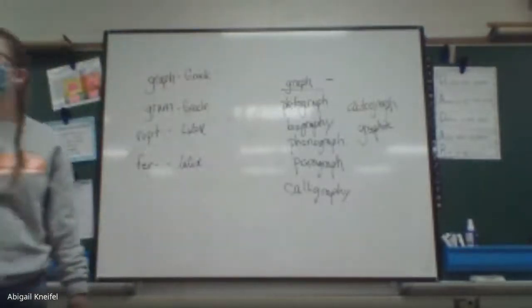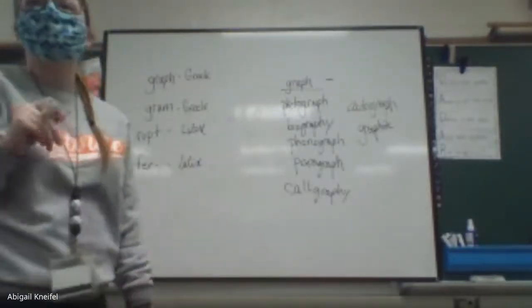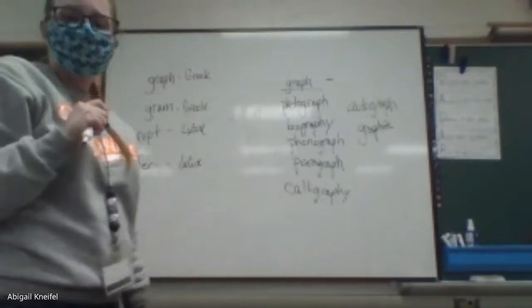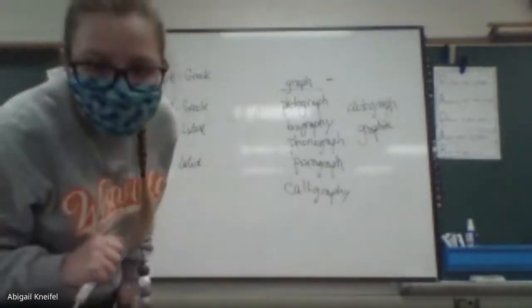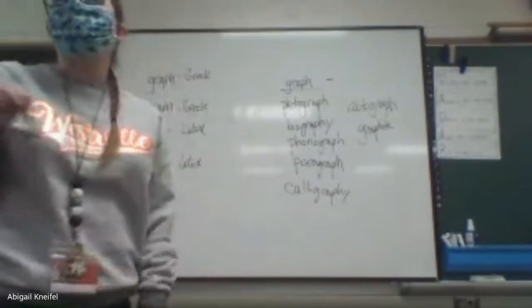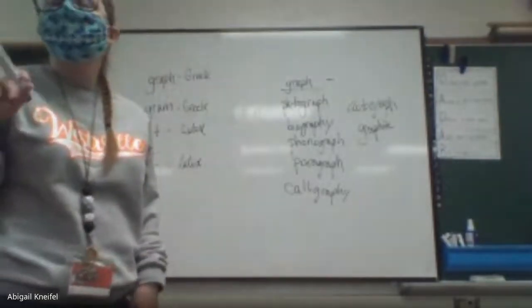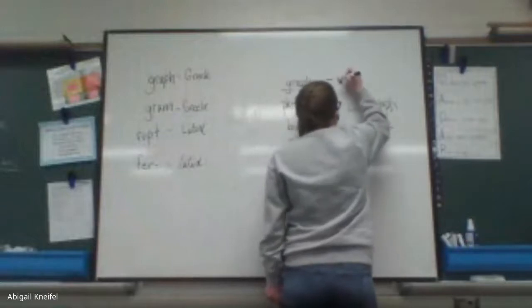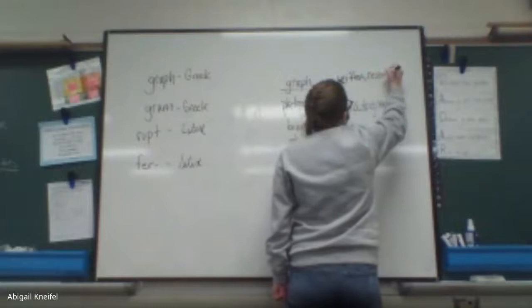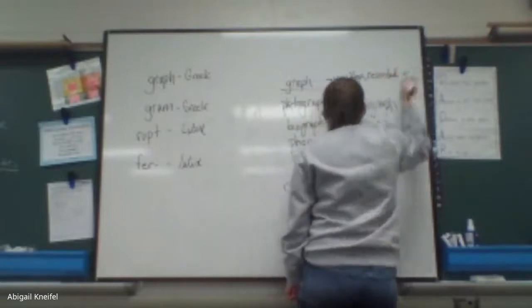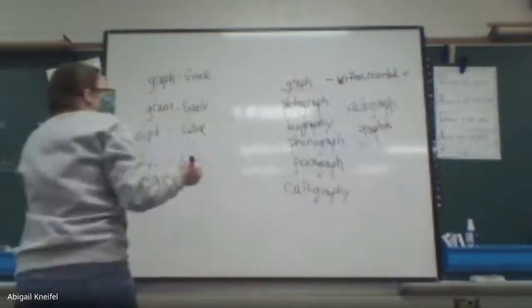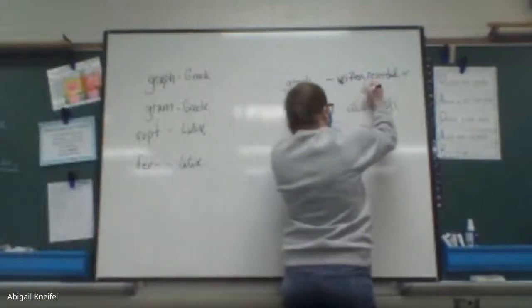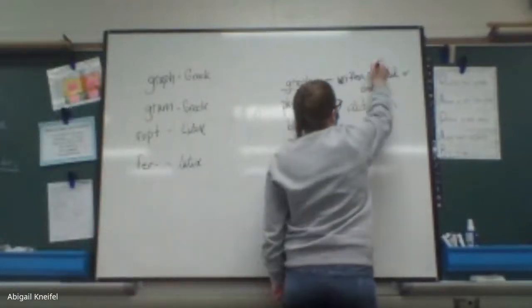Yeah? Things that help you write. Not help you, right? Things that don't write. All right. So, Rochelle said right, and that is close. So, graph means written, recorded, or drawn, okay? Written, recorded, or drawn.